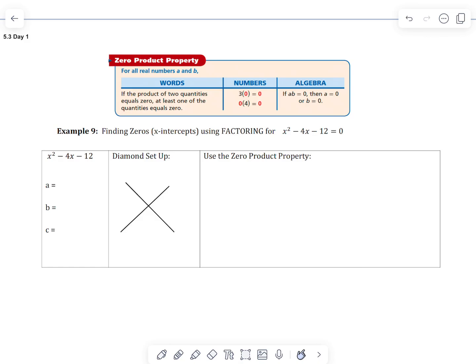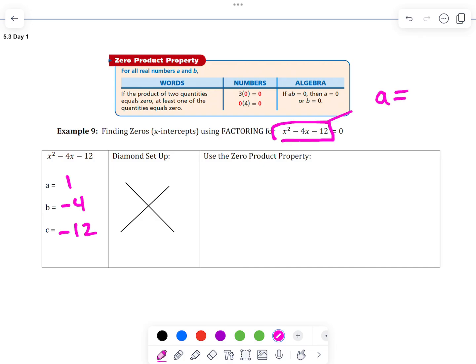So we're going to go ahead and find the zeros of the function. In our prior examples, we just had this piece and we factored it. Now we're adding it in as an equation. So we're going to factor it first. We're going to identify the A, B, and C. Now this is a trinomial where the A equals 1, so we do the diamond method.